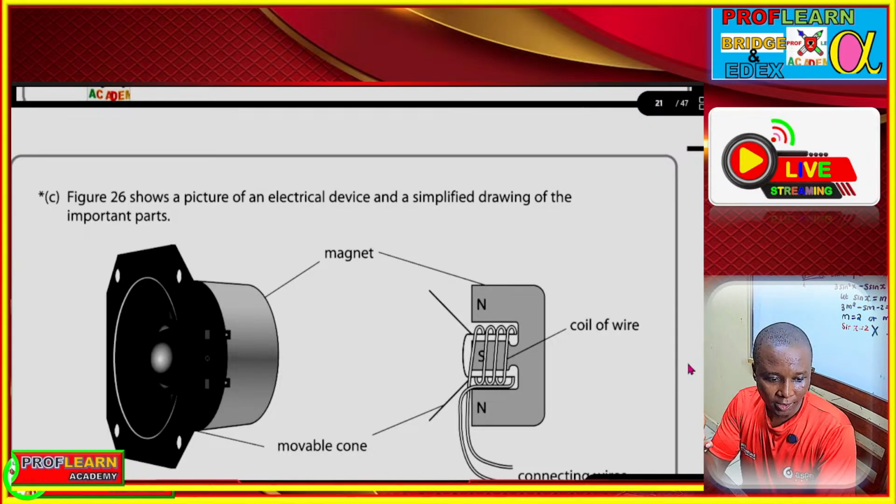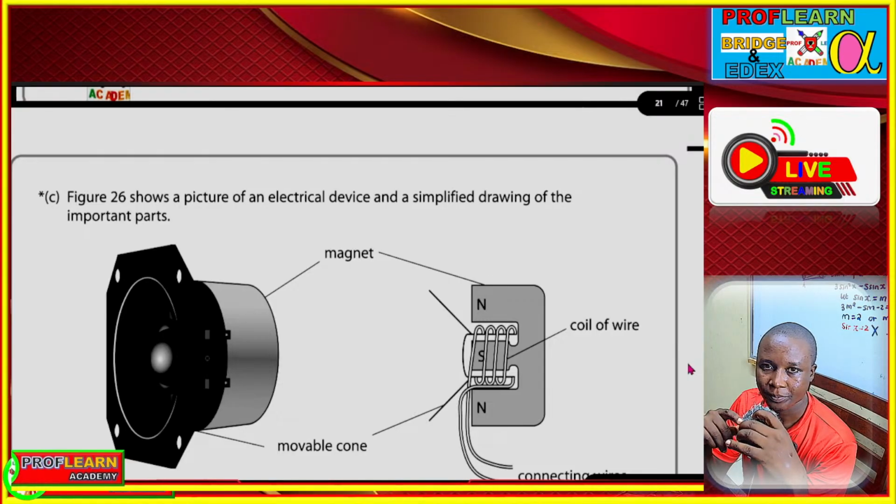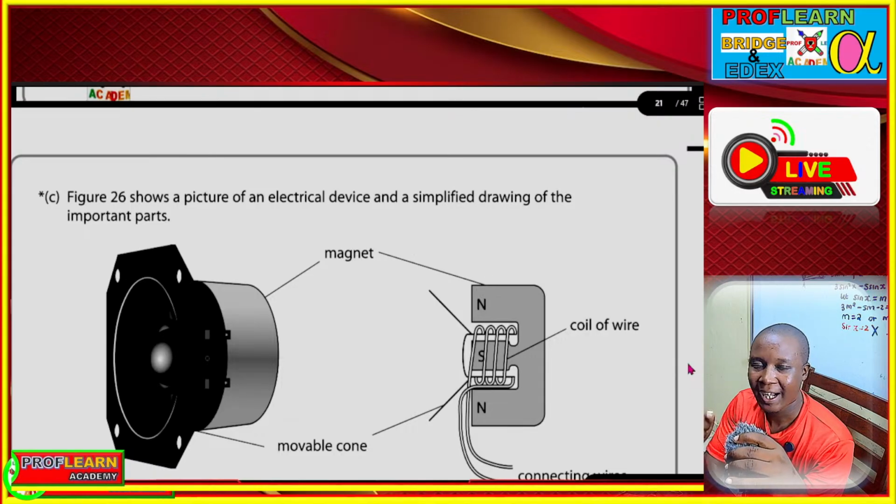So I've explained how a loudspeaker works. Now a microphone. For a microphone like this one, when I speak, it will pick my sound. My sound will be transferred to the microphone, and the microphone has inside it a paper cone, which will vibrate when I speak. When the paper cone vibrates, it will make the coil inside to vibrate. As that coil is vibrating, it is made to cut the magnetic fields.